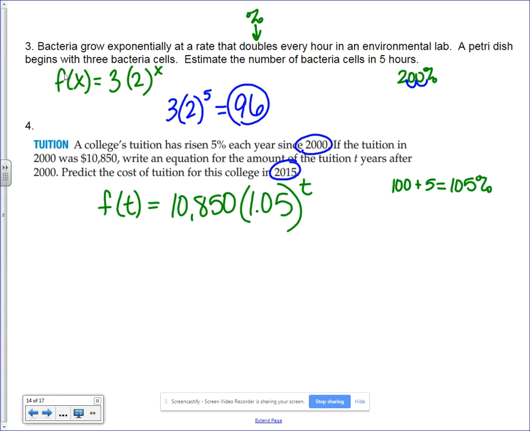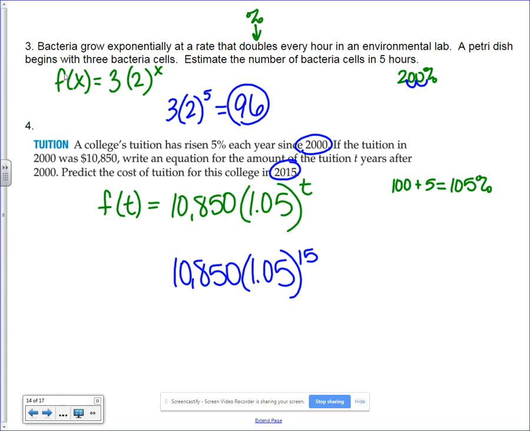Now, how long? That was an easy one, right? 15 years. Now, I want you to, don't tell me the number that's on your calculator. I want you to look at it, okay? Because we're going to ask ourselves a few questions about this number. First of all, I want to know if my answer makes sense. Was my cost of college supposed to go up or down? Did it go up from $10,850? Yes.